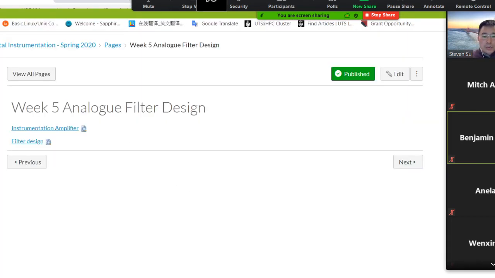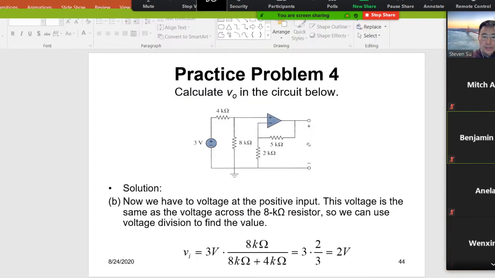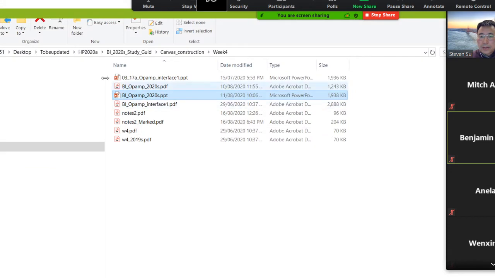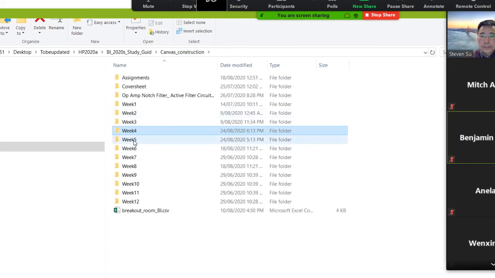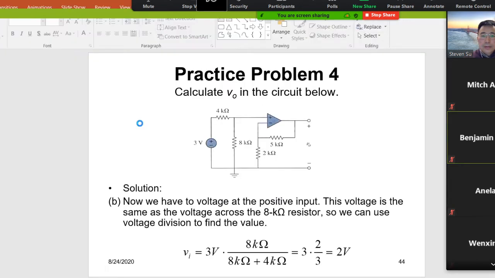So that's why I want to discuss with you today's lecture. Today, one very important topic is the instrumentation amplifier. Second is filters. So it's very important, so I quickly do it. So we first look at the instrumentation amplifier.